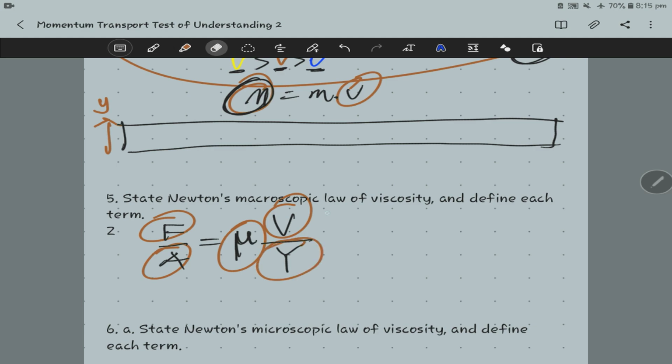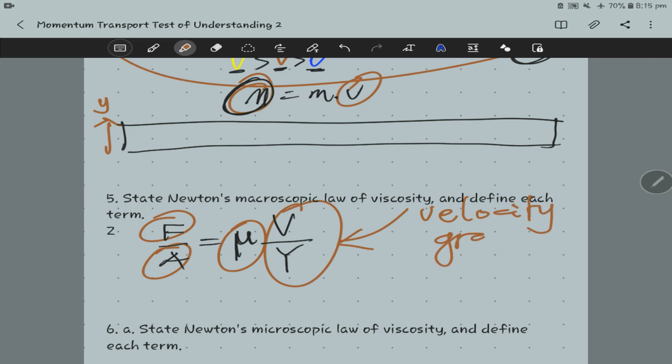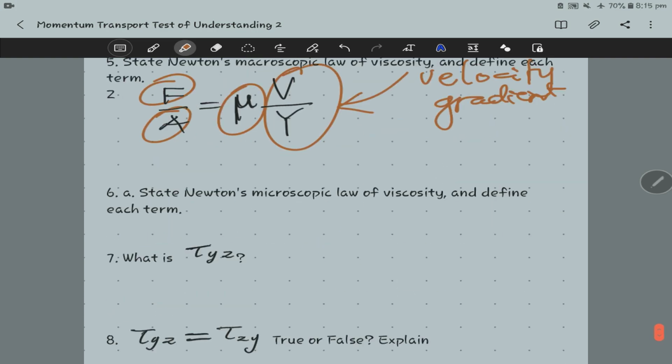But if we describe these two terms together as one, we call this the velocity gradient, right? That describes each term. And the microscopic form is of this form.